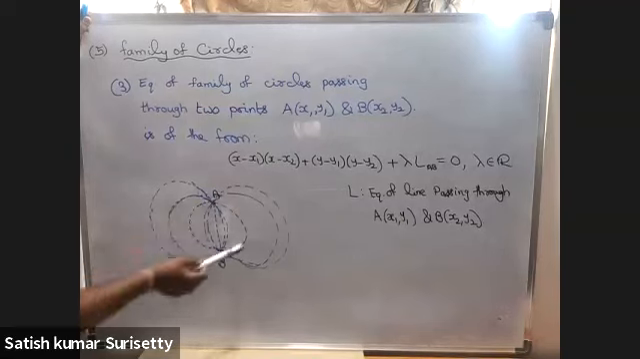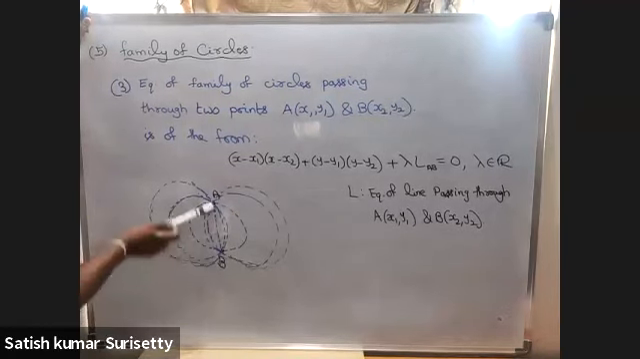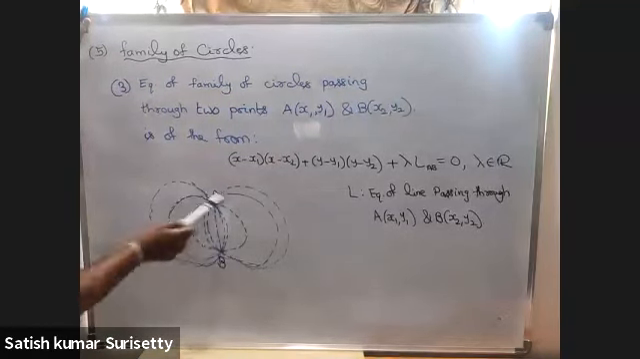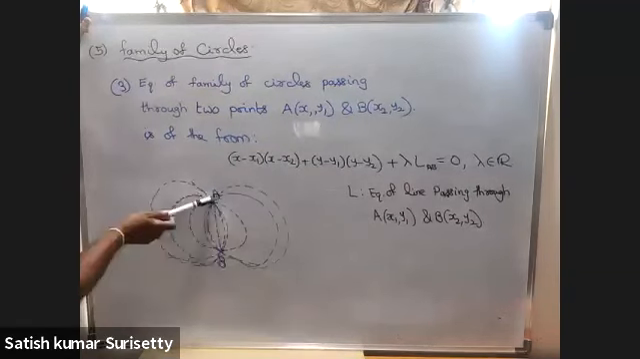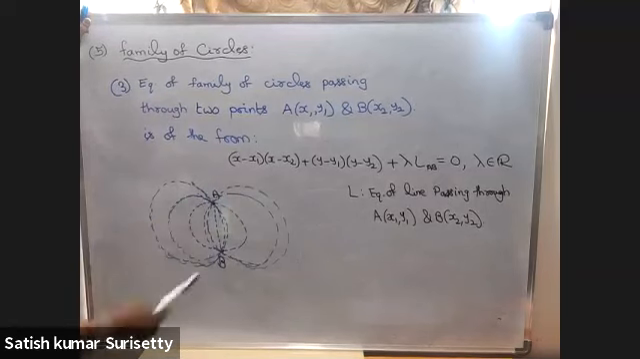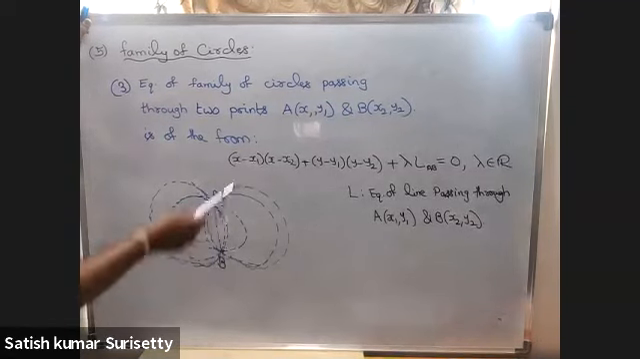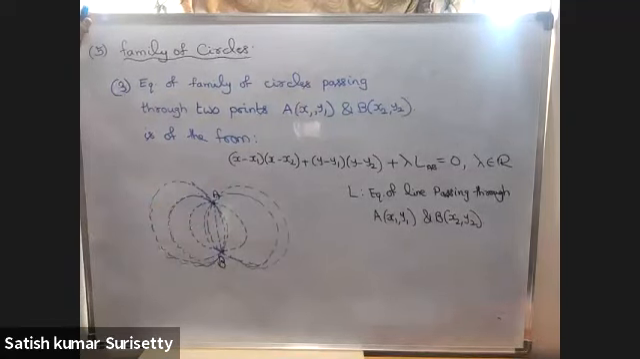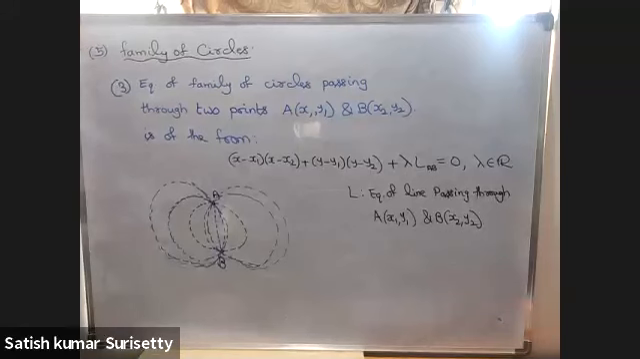There is one smallest circle with AB as a diameter that we can consider as one circle, and the equation of AB as another line. So we can form the family of circles, that is, (x minus x1)(x minus x2) plus (y minus y1)(y minus y2) plus lambda L equal to 0, where lambda belongs to R.